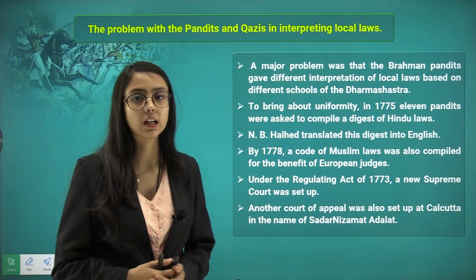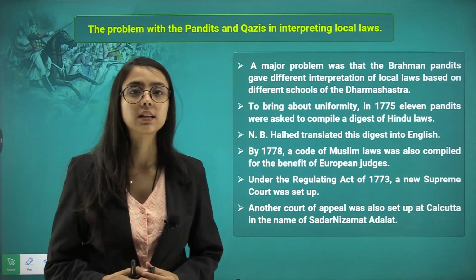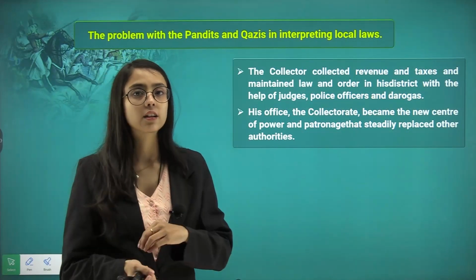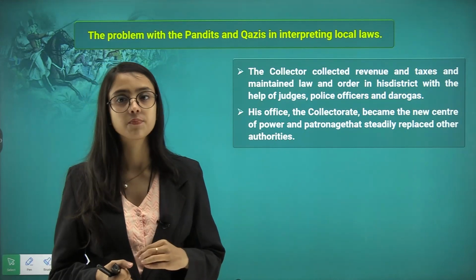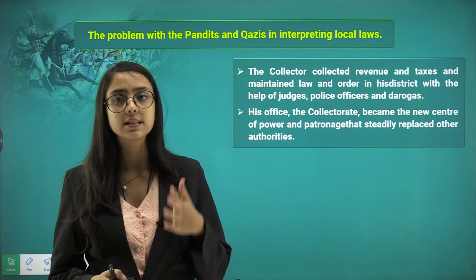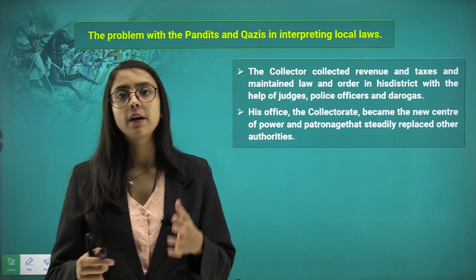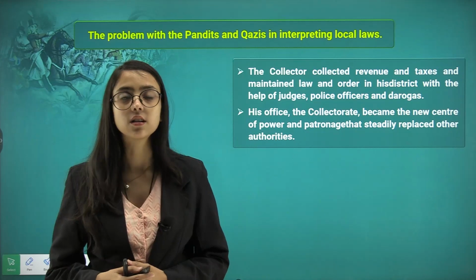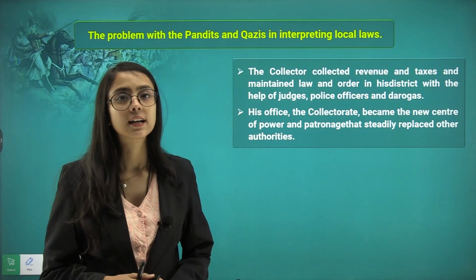Another court of appeal was set up at Calcutta by the name of Sadar Nizamat Adalat, which still exists, so you can visit there. A collector was put as the head and the chief of these courts and provinces, and he used to collect revenues, taxes, maintain law and order, implement policies, etc. Police officers and darogas were also appointed in order to check day-to-day supervision of activities in the districts. The office of the collector was known as the collectorate.